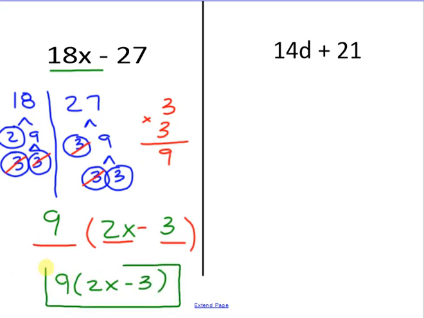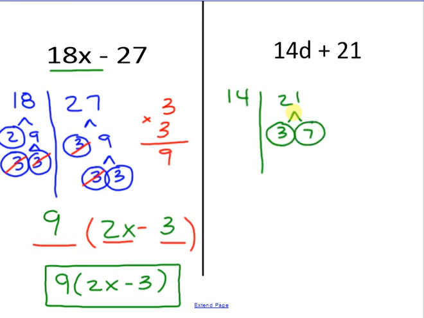9 parentheses 2x minus 3. Next one, 14d plus 21. I'm going to find the GCF of 14 and 21. I can split up 21 as 3 and 7, and I can split up 14 as 2 and 7. I have 7's that match, so that's my GCF.